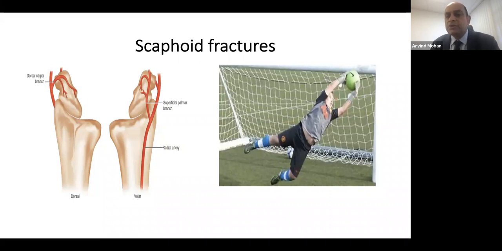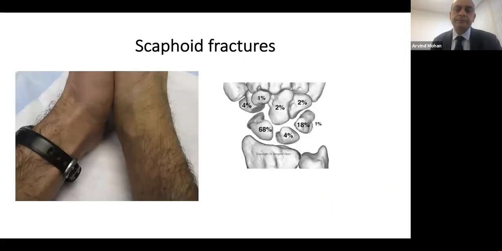Scaphoid fractures, as I mentioned, are a very common injury because of the forced hyperextension in the wrist, which can drive a scaphoid fracture. And as you can see here, the reason why we worry about the scaphoid injury is because of the blood supply, as it is from distal to proximal, there is always that risk of the scaphoid going into an AVN or avascular necrosis.